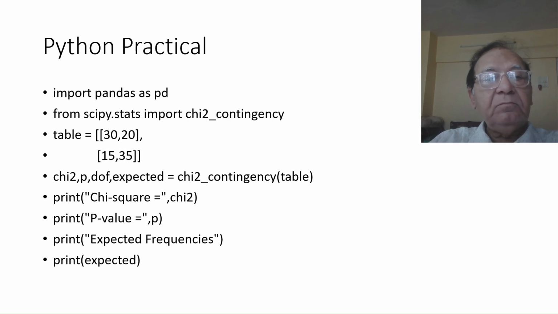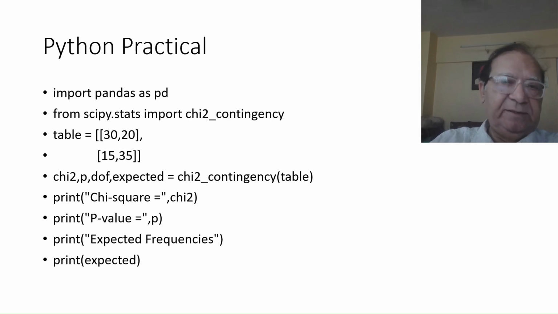Print chi-square, that is chi2, print p-value, that is p, and print expected frequencies, that is expected.